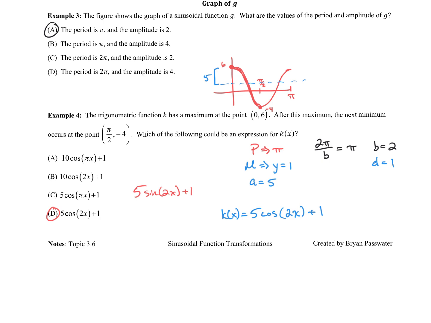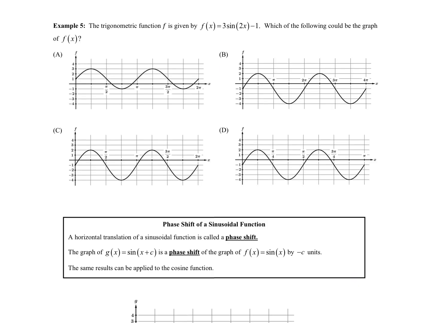All right, let's keep moving. So now on this one, we got 3 sine of 2x minus 1. All right, so let's break it down. And so what's my amplitude here? All right, so my amplitude is 3. And so then what's my midline?